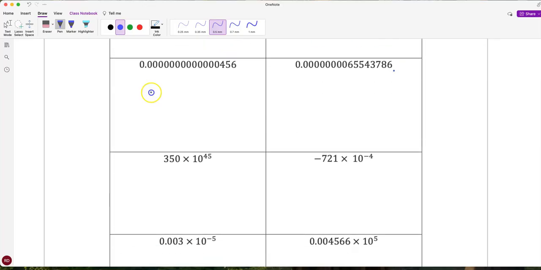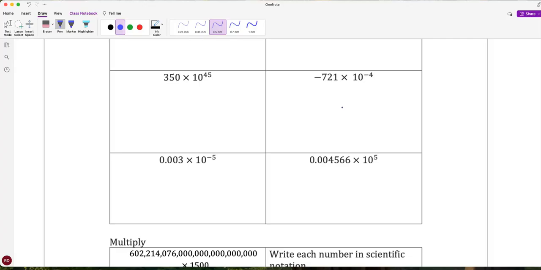Here the number between 0 and 10 is 4.56. In order to get to 4.56, I'm making it larger by 1, 2, 3, 4, 5, 6, 7, 8, 9, 10, 11, 12, 13, 14 powers of 10. This would make it smaller by 14 powers of 10. Here, 6.55. 1, 2, 3, 4, 5, 6, 7, 8, 9. So 10 to the negative 9th power.